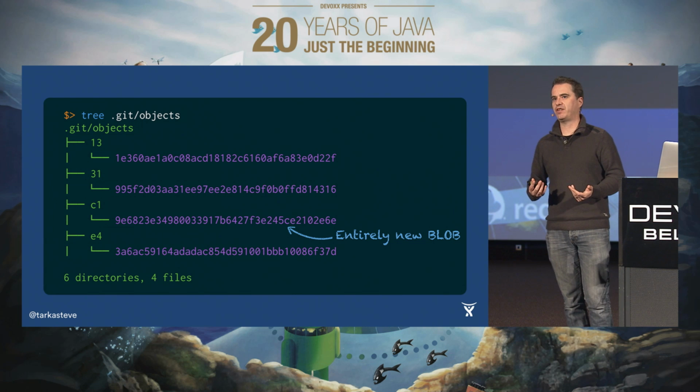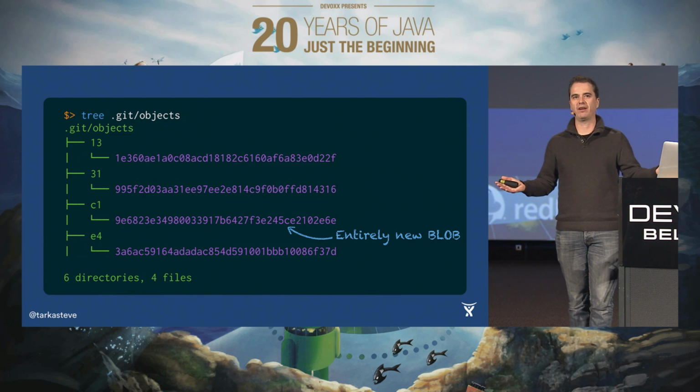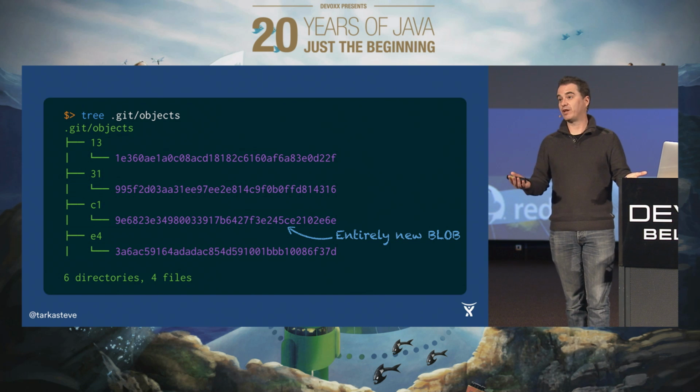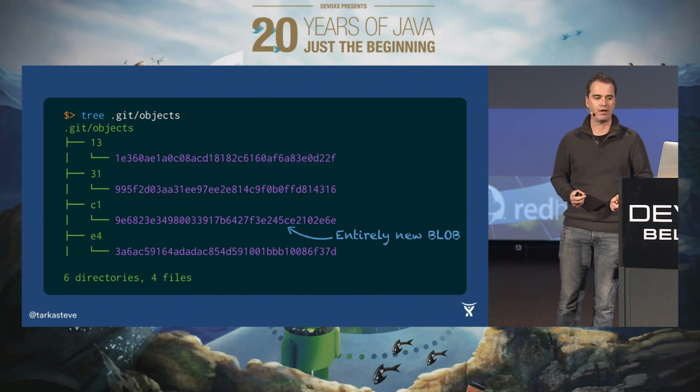Now, this may seem a bit inefficient. If you've got a gigabyte file and you change one bit in it, you're going to have another gigabyte file. This is one reason why Git is obviously not that great at large file systems, which is one of the things that Atlassian and GitHub are working on together.